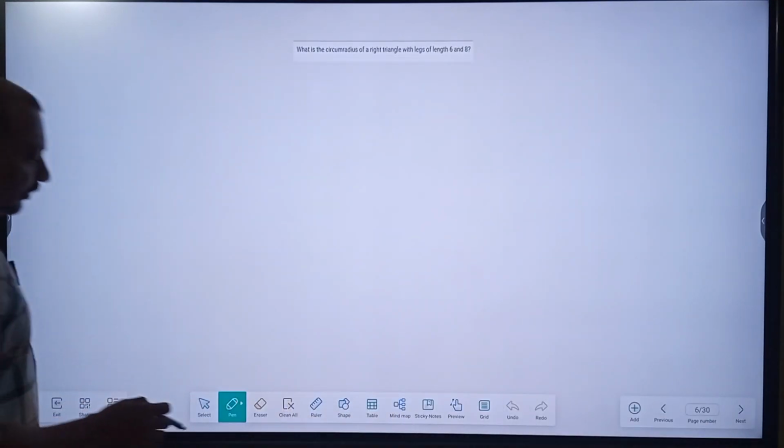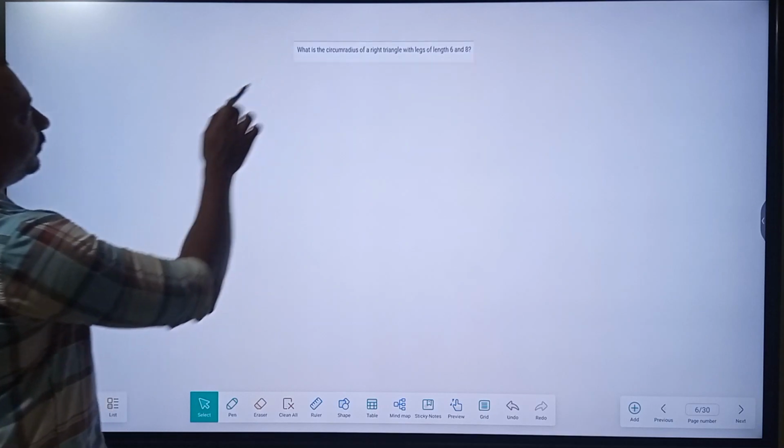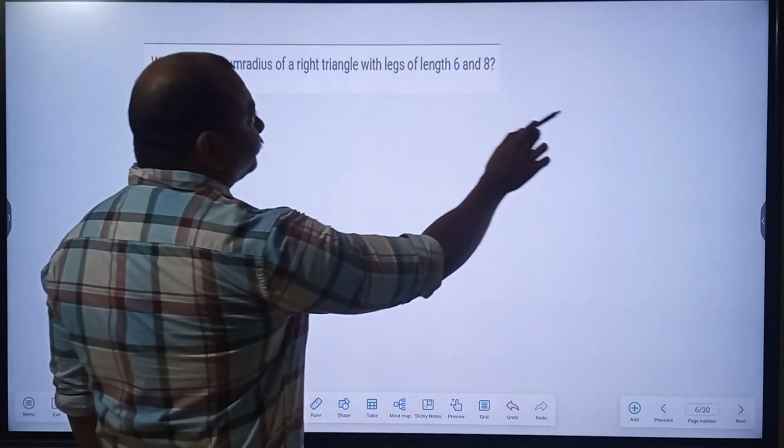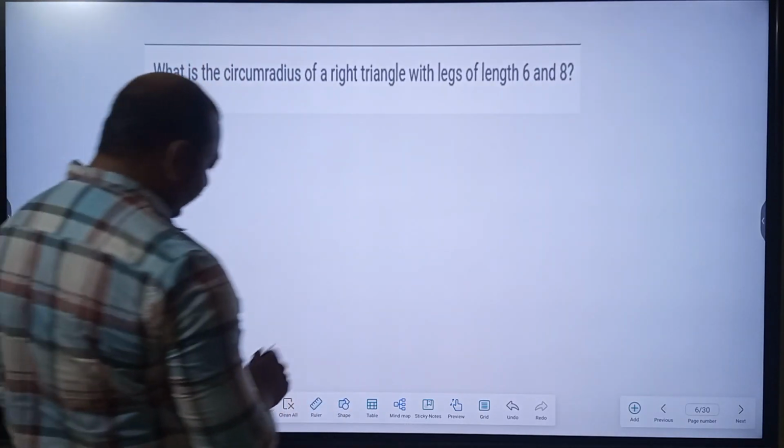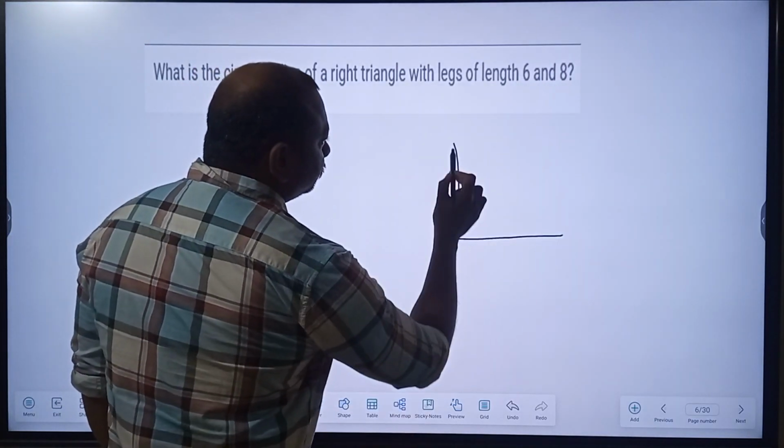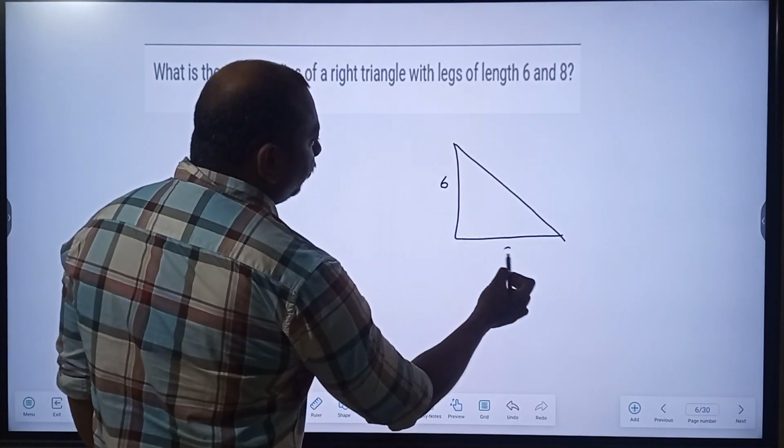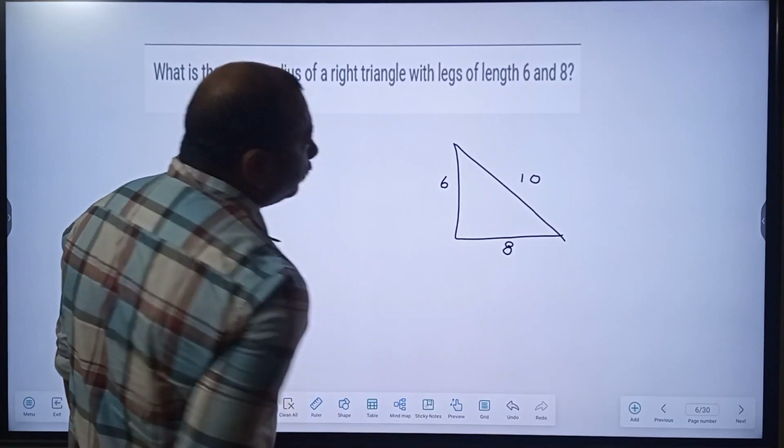What is the circumradius of a triangle with sides of length 6 and 8? The hypotenuse is 10.